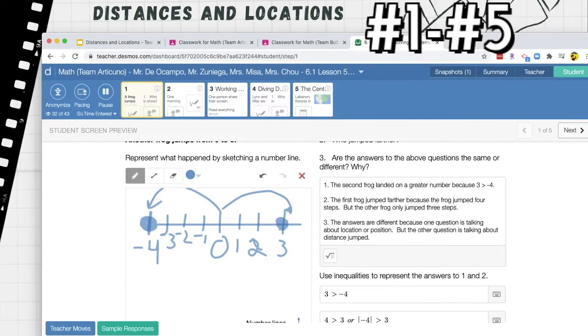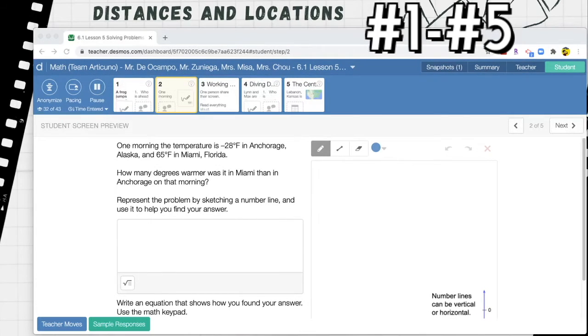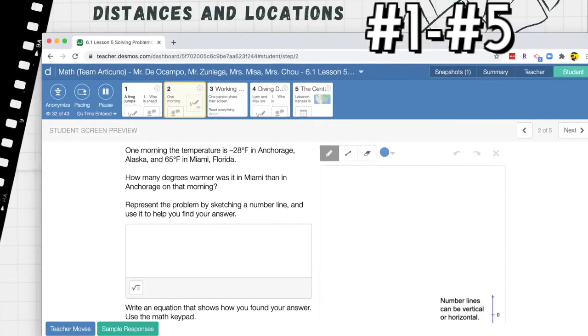Let's take a look at number 2. One morning the temperature is -28 degrees Fahrenheit in Anchorage, Alaska, and 65 degrees Fahrenheit in Miami, Florida. How many degrees warmer was it in Miami than in Anchorage on that morning? Represent the problem by sketching a number line and use it to help you find your answer. So I'm going to go ahead and sketch that number line right now.